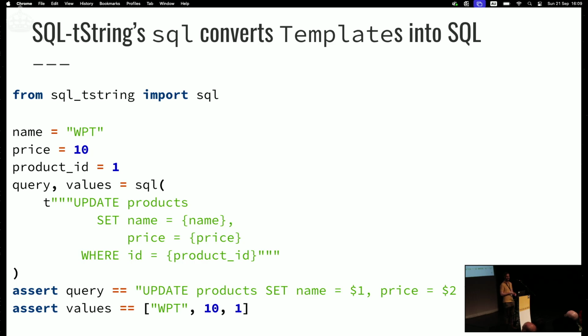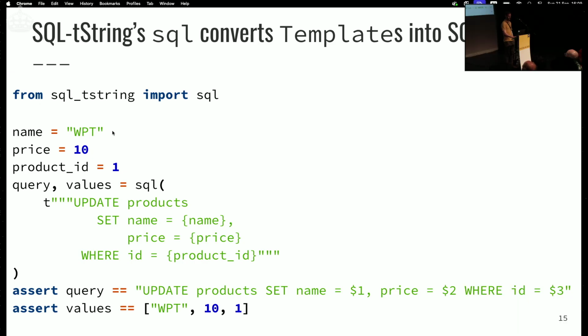So first thing, no surprises, is it has this SQL function I've been hinting at, which converts templates into SQL. To give an example, using the products example I mentioned earlier and the update, if we have a name equal to WPT, a price of 10, a product ID of 1, and this query here, which I think is very familiar by now, but I also think is, again, just to emphasize with the t prefix, very clear and concise. You get a query that has the placeholders in, and you get the values with the current values of those variables, exactly as you'd like. But this is, on its own, not too helpful.